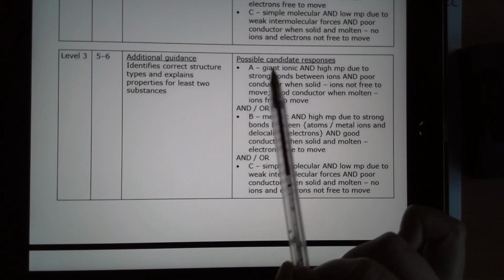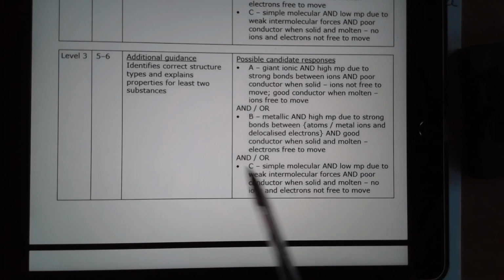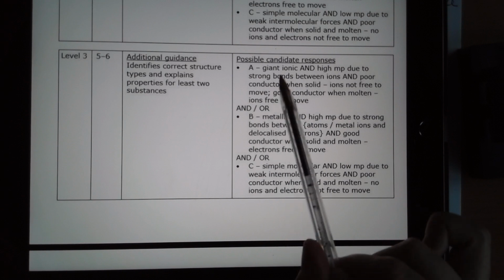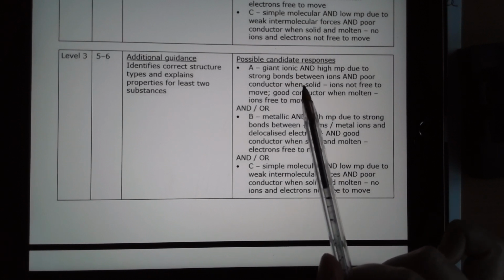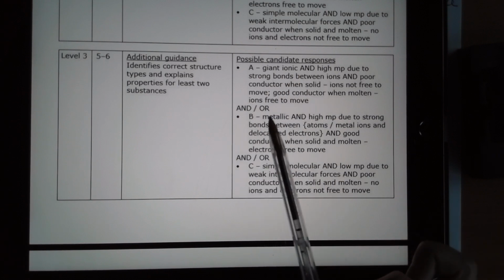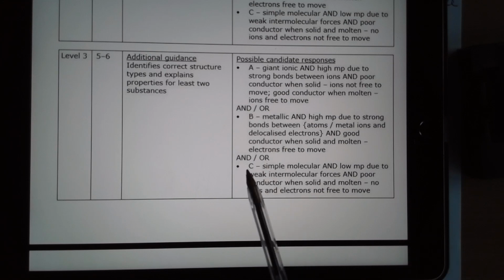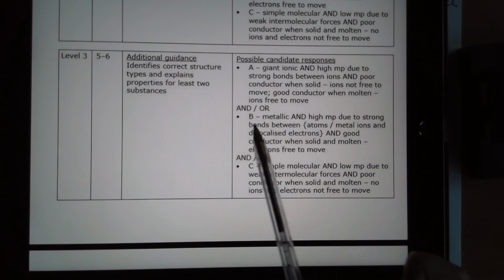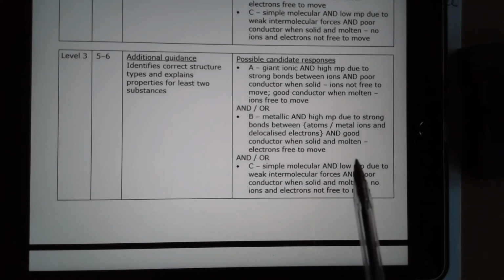So here it tells you all of the things that you could say, but you don't need all of this to get 6 marks. So you can describe the ionic compound in detail if that's the one you know. Then you can just say B is a metal and move on. And then you can move on to C and say how you know it's a simple molecule due to those weak intermolecular forces and it has no free moving charged particles. So describing 2 in detail and just mentioning the structure of the third is enough.